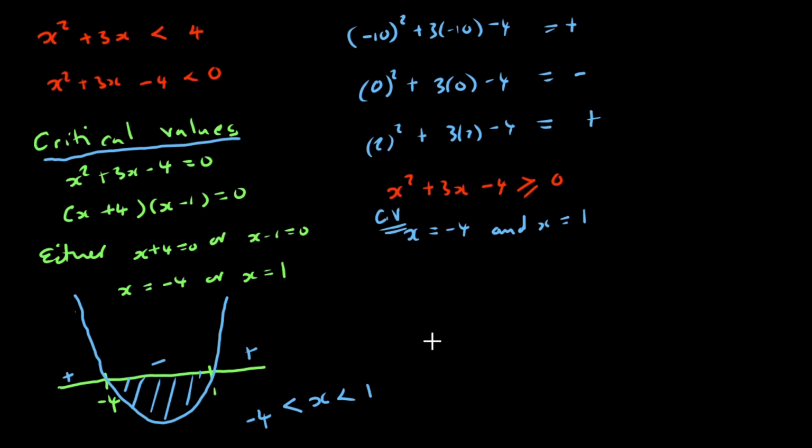Now with your critical values, you plot on the graph, just like what we did here. We get -4 and we get 1 to the right. And it's a smiling graph, so we still draw the smiling graph. So what's different here? The signs we are going to calculate, because still if we take any number here, we are going to get a plus. If we take any number here, like 0, we are going to get a minus. If we take any number here, we're going to get a plus.